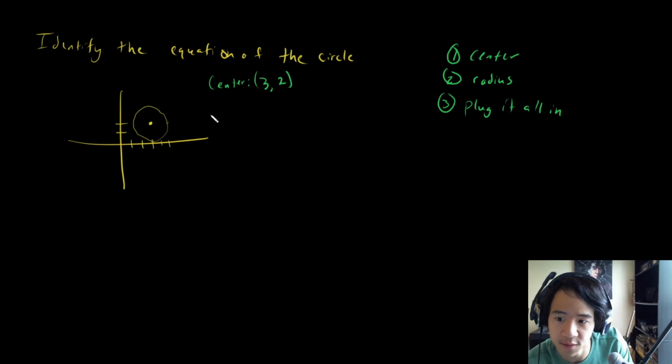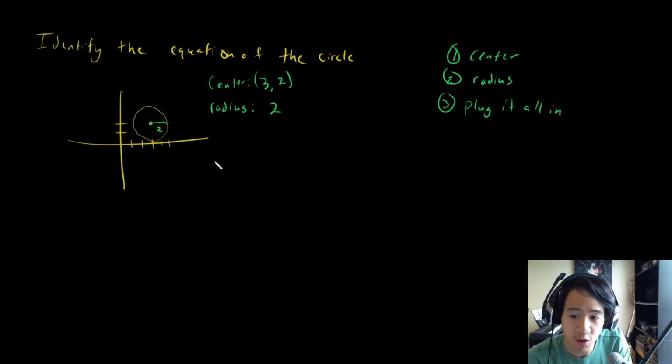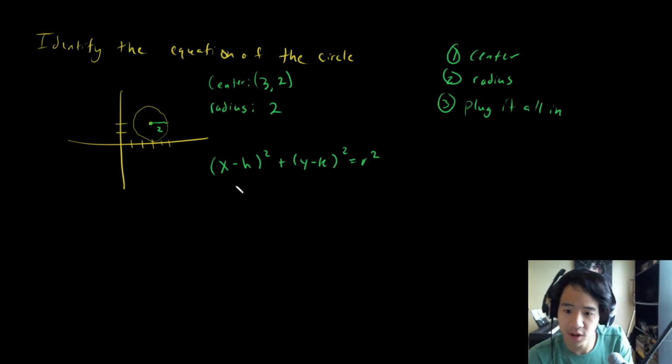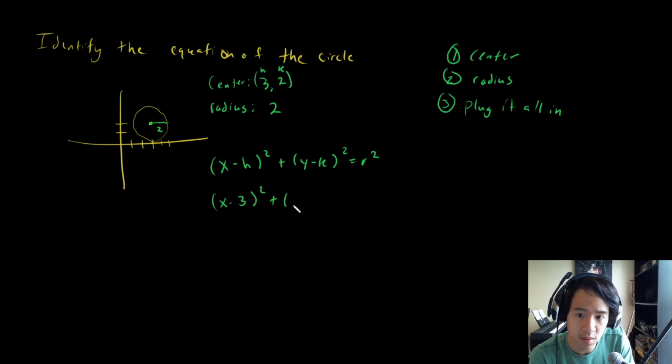All right, and now we have to find our radius. So we're going to start at our center and see how many units I have to travel to get to our circle. So here is 1 and then 2. So our radius is 2. Now we got to plug it into our formula. So we have x minus h squared plus y minus k squared equals r squared. Plug all this stuff in. So h is 3. So x minus 3 squared plus y minus 2 squared is equal to r squared. R is 2, so that's going to be 2 squared, which is 4. And this is your answer.